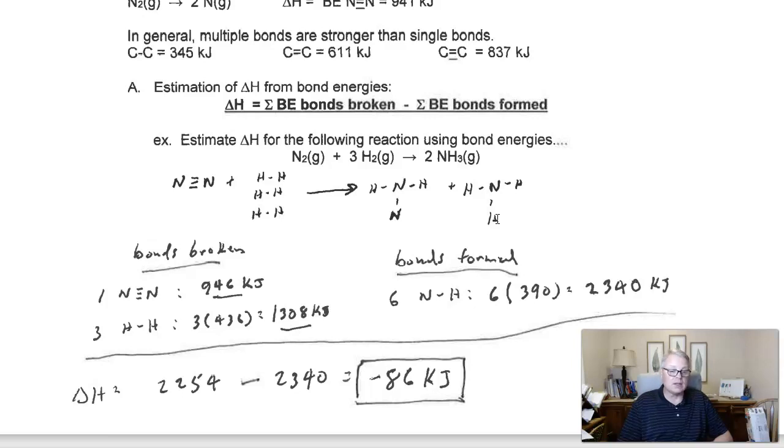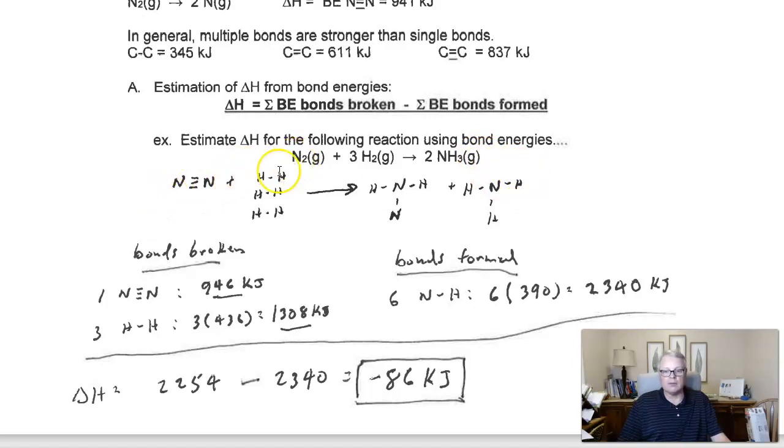Let's see if we can do a problem here. Estimate delta H for the following reaction using bond energies. N2 plus 3H2 goes to 2NH3. This is actually called the Haber process, a synthetic way to make ammonia. I'll tell you the story someday, but we're running a little long here. So given this particular equation, estimate delta H.